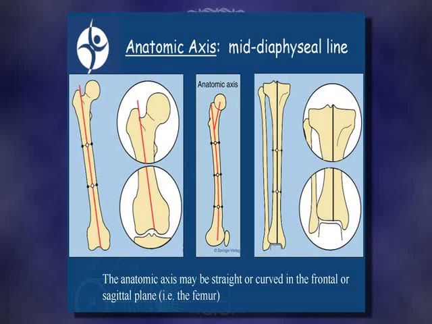On the sagittal view, the femur, for a lot of us, has about a 5 or 10-degree bow. Some people have very straight femurs, but most people have a slight bow. So when you look at the way femoral nails are made, they're usually made to have a slight bow down them, the trauma nails. So that's the mid-diaphyseal line for the anatomic axis.